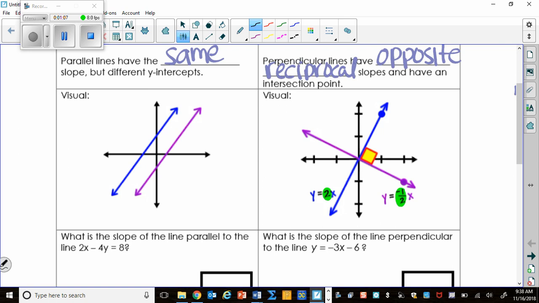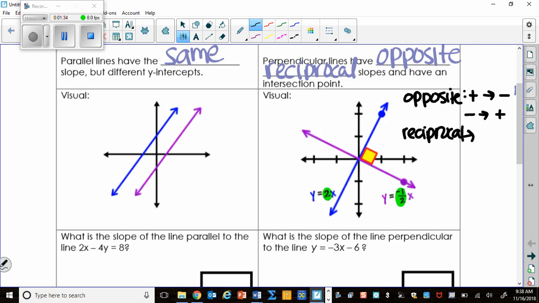Well, an opposite reciprocal slope. Opposite basically means if you have a positive slope, it'll become a negative slope. If you started with a negative slope, your slope will now become positive, okay? So that's the first step. The second thing is reciprocal. Reciprocal means that you are going to flip your number.